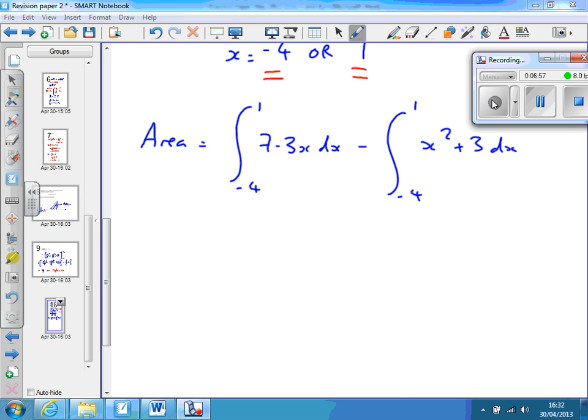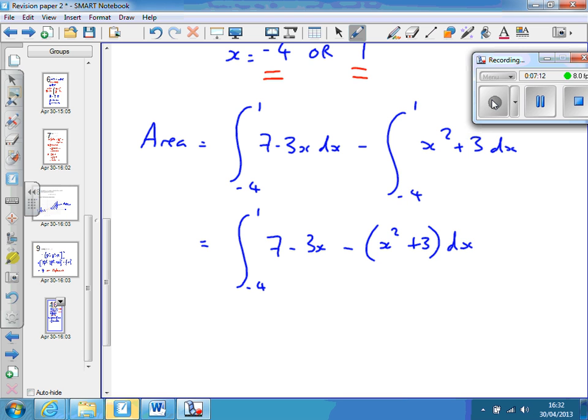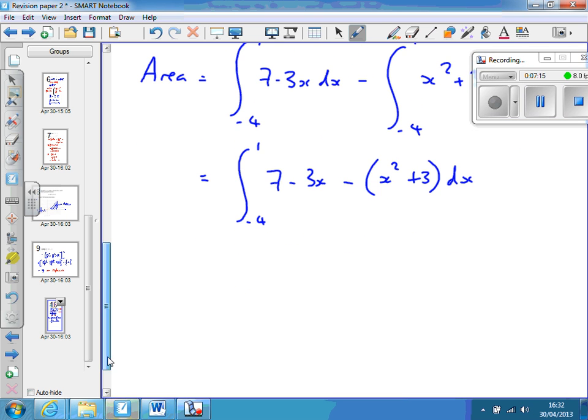We could actually combine the two into one. We can actually say that's the integral between minus 4 and 1 of 7 minus 3x minus x squared plus 3 with respect to x. And so that will give us 7 minus 3x minus x squared minus 3, so that's 4 minus 3x minus x squared with respect to x. So I could do that. I could combine the two. Because they're within the same limits, I can actually combine them and do the integral that way.